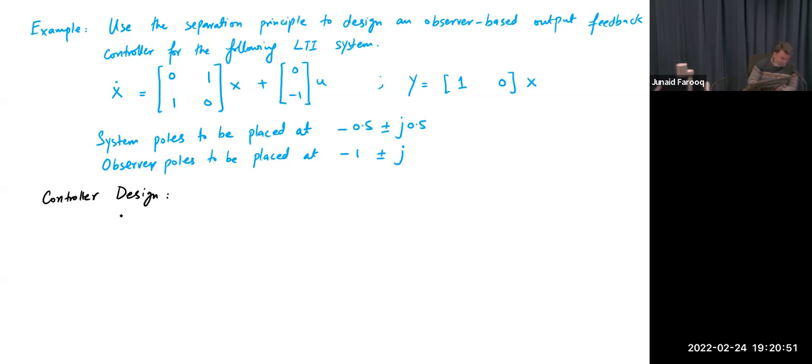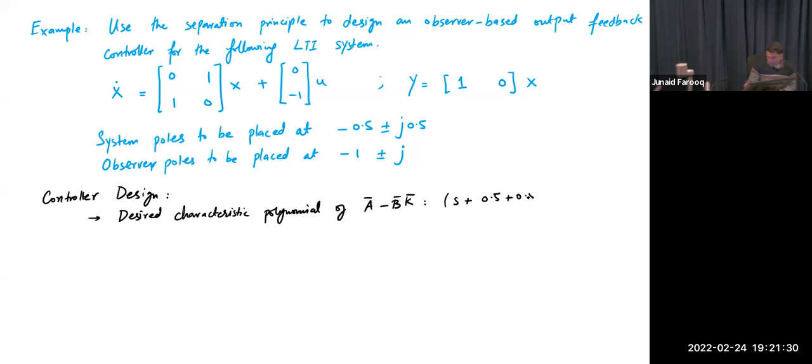I'm going to do a quick solution here. I think you're already familiar with the process. If you want to do a controller design, you start off with the first step, which says, what is the desired characteristic polynomial of A bar minus B bar K bar? That turns out to be (S plus 0.5 plus 0.5j)(S plus 0.5 minus 0.5j), and this turns out to be S squared plus S plus 0.5.